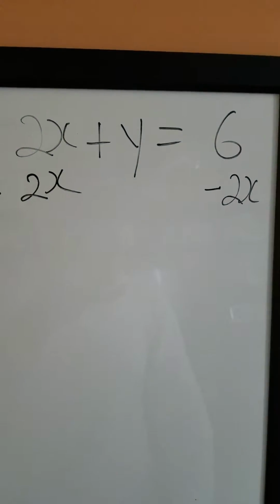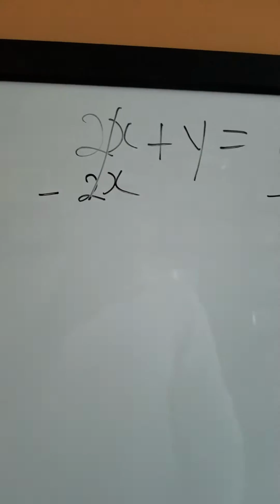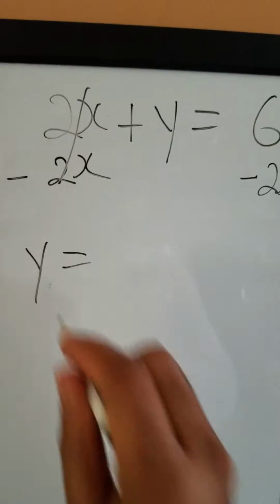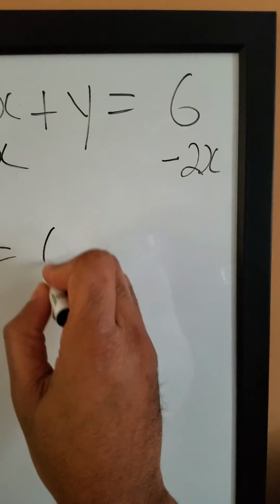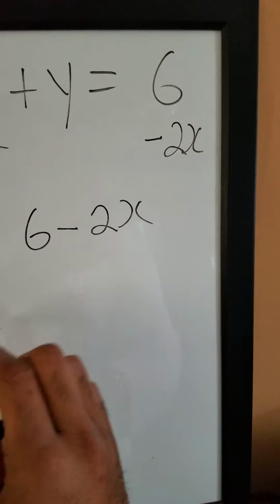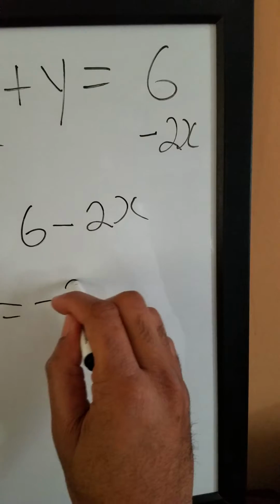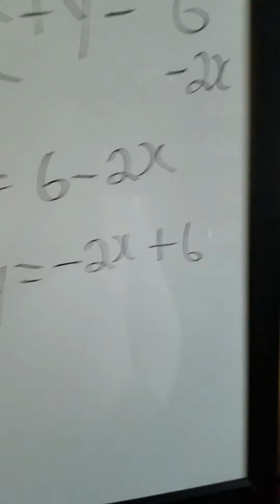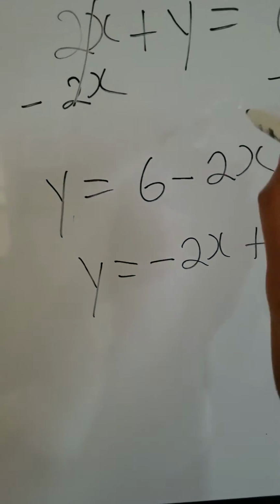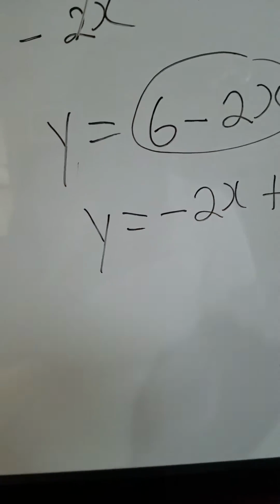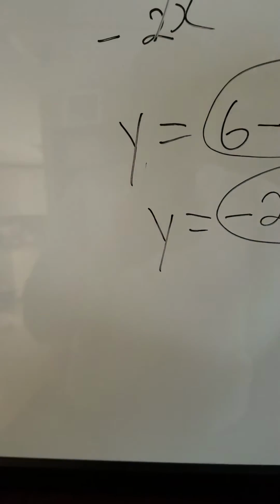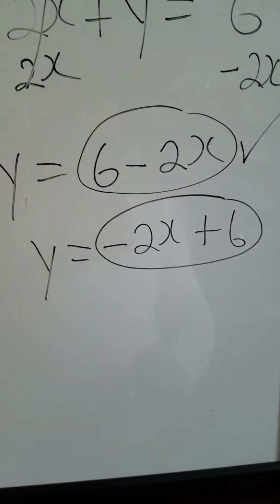And what we will end up with is that 2x will cancel with that one, and we're left with a y by itself. And on this side, we have 6 minus 2x. If it makes you feel more comfortable, you could rearrange the terms and rewrite it as minus 2x plus 6. And now we know the value of y. Y is simply 6 minus 2x, or minus 2x plus 6, whichever you prefer. I think we're going to go with the first one for now.